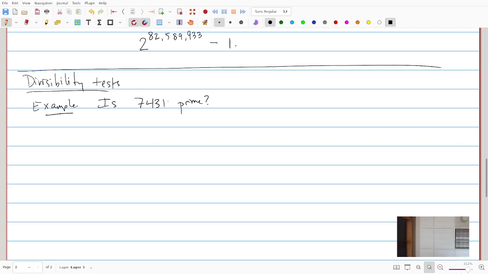I don't think it's prime. You don't think it's prime? It's divisible by 3. How do you know it's divisible by 3? If I add the digits, the sum is 15 and 15 is divisible by 3. Right, good. Yeah, exactly.